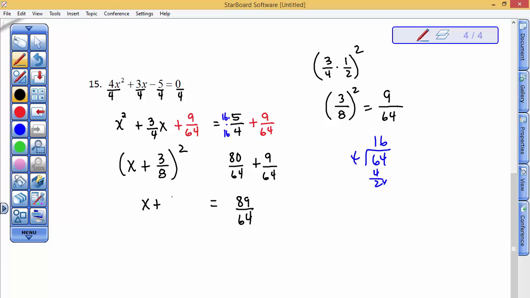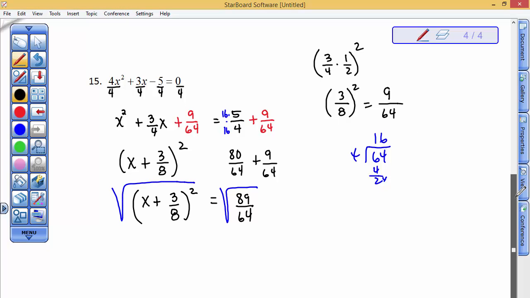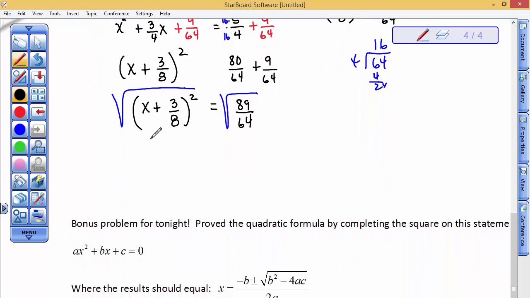The left side looks like this. I will take the square root of both sides. This one turns out to be very, very nasty. So on the left side, I have just x plus 3/8. And on the right side, I have plus or minus, don't forget, the square root of 89 over the square root of 64. The square root of 89 is bad, it's nothing. The square root of 64, though, is 8. And when you complete the square, I promise these denominators will always match.